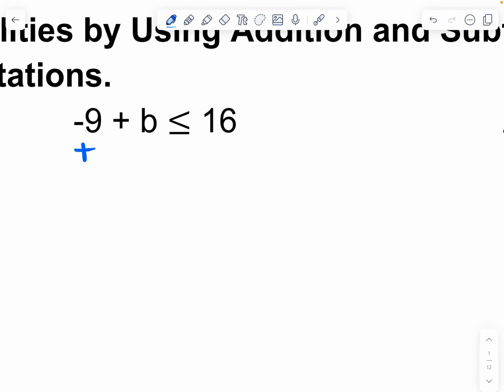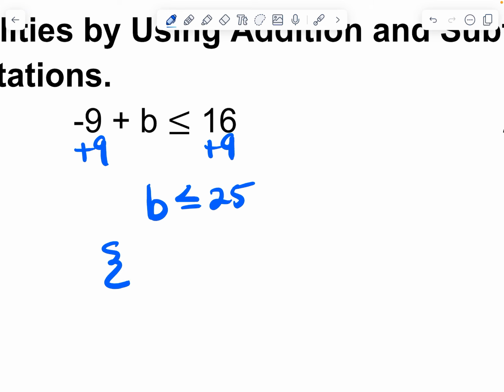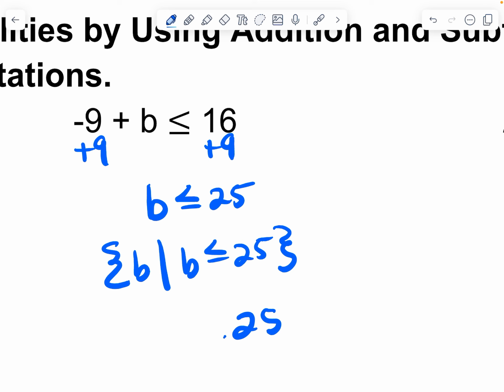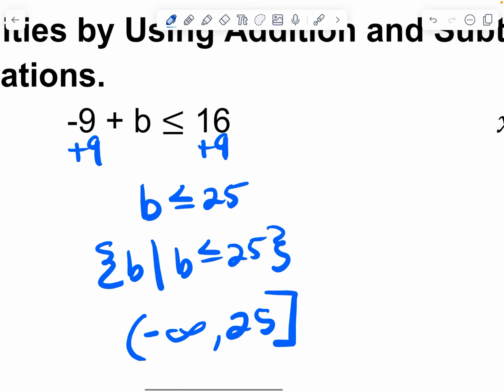Solve this one. I add 9 to both sides. I get b is less than or equal to 25. Okay, so I write it b such that b is less than or equal to 25. 25 is the highest number. I want to go lower, so I'm going to go down to negative infinity. But it also includes 25, so it is a bracket and not a parenthesis.